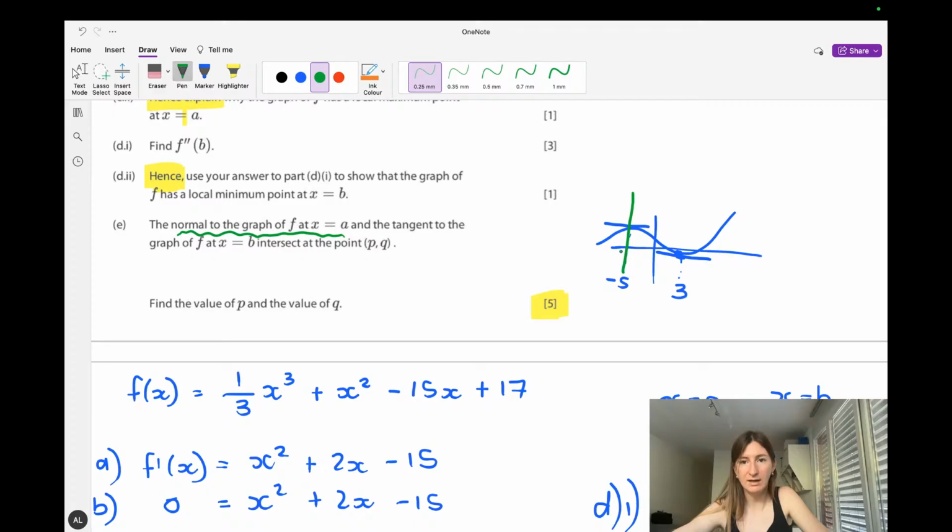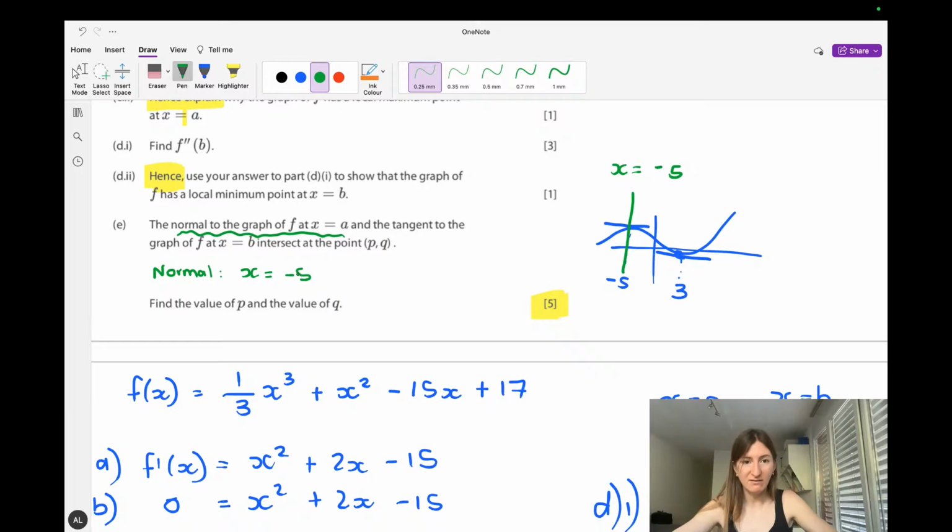Now a vertical line has the equation x equals whatever value is at that point, and it's -5. So we don't even have to do anything. The normal to the graph at x equals a is just x equals -5. Nice and easy, because we had horizontal tangents, so the perpendicular normal would just be a vertical line at -5. Done, easy.